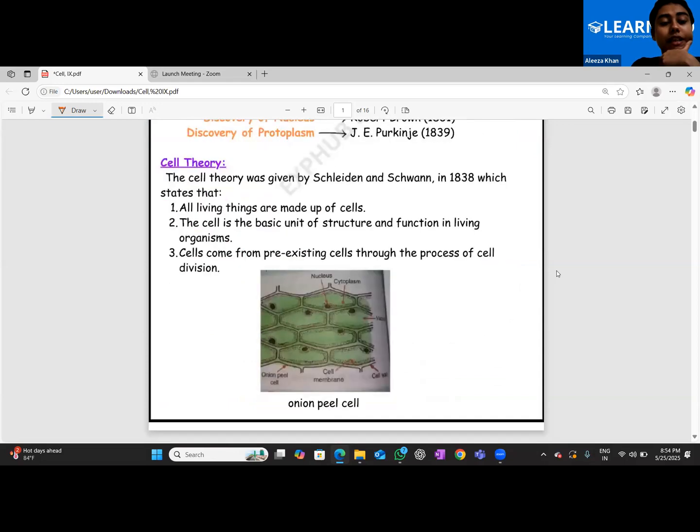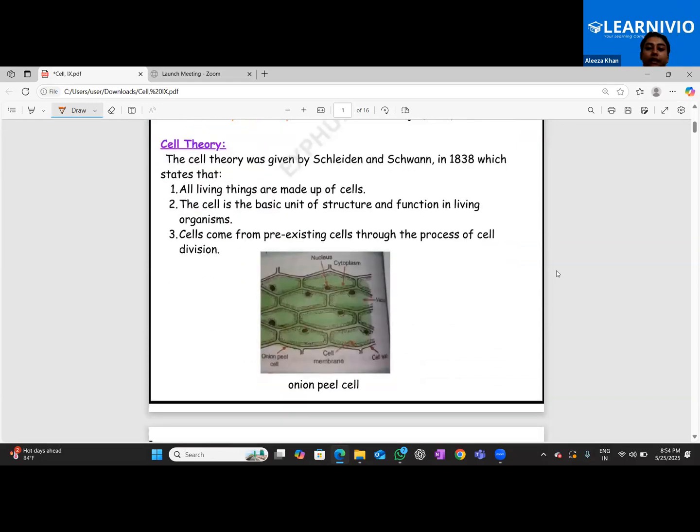Now let's come on to the cell theory. There are three theories that are given by Schleiden and Schwann. These two scientists gave the theory about the cell that all living things are made up of cells. Do you agree with this? Yes, ma'am. As this is the basic building unit. The cell is the basic unit of structure and function in living organisms. This we also have covered in the definition itself.